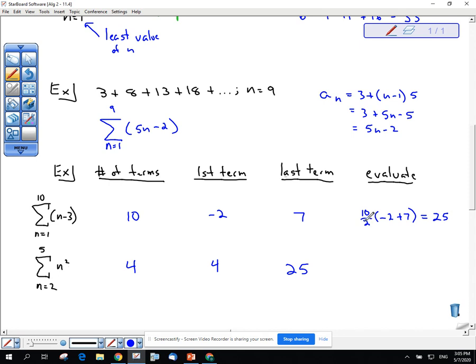You can't use the formula either because it's not arithmetic. But we could simply add up those numbers, because what you're really adding up is 2 squared plus 3 squared plus 4 squared plus 5 squared. And that sum would be, I'm adding them up in my head, 54, just by adding them up.